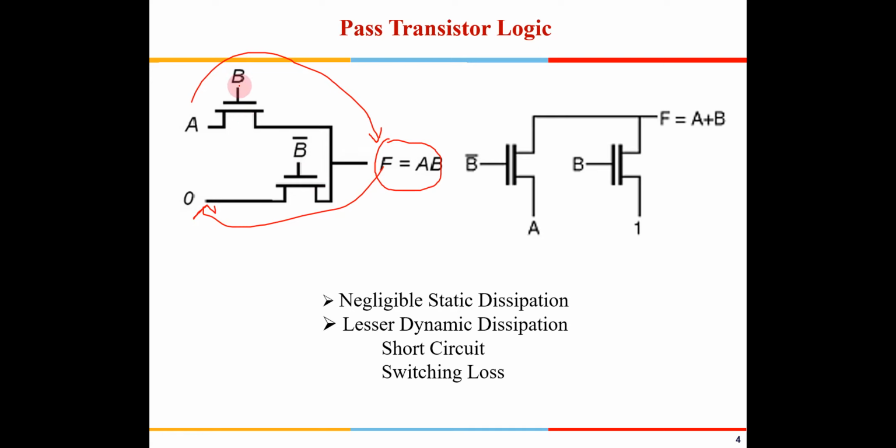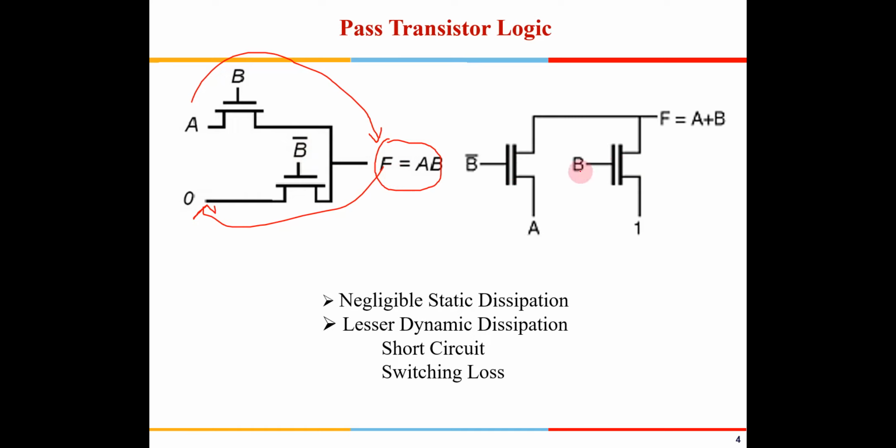See, if B is equal to 1, this NMOS will be switched on. So you will have A coming here. If B is equal to 0, then this path will be activated. This is also an NMOS, so that this 0 will be available here. We can't have a situation where F is floating. Okay. Similarly for an OR gate.